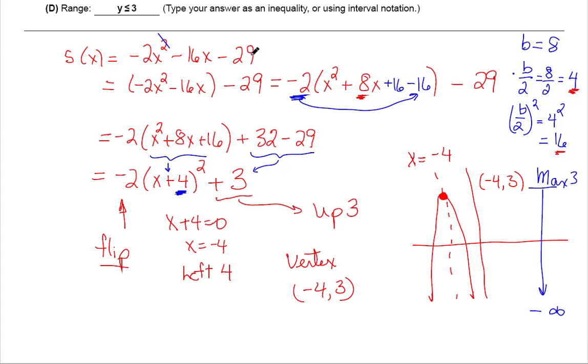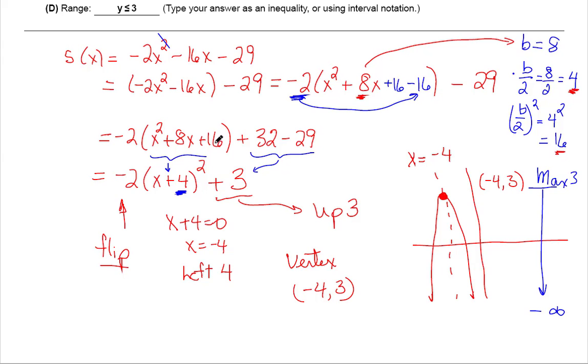Now, at that point, b is 8. So b over 2 is 8 over 2, which is 4. That was my factoring number. b over 2 squared is 4 squared, which is 16. So again, I'm adding and subtracting 16. The minus 29 is just sitting out here on the end. So now I want to keep together the first three.